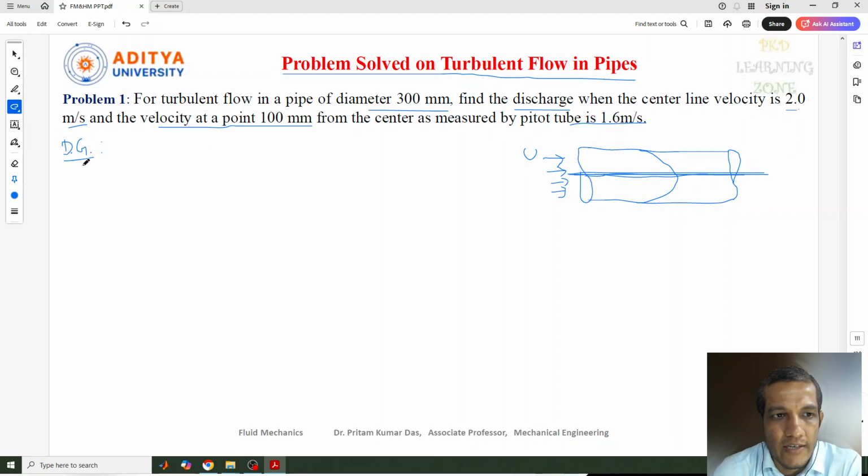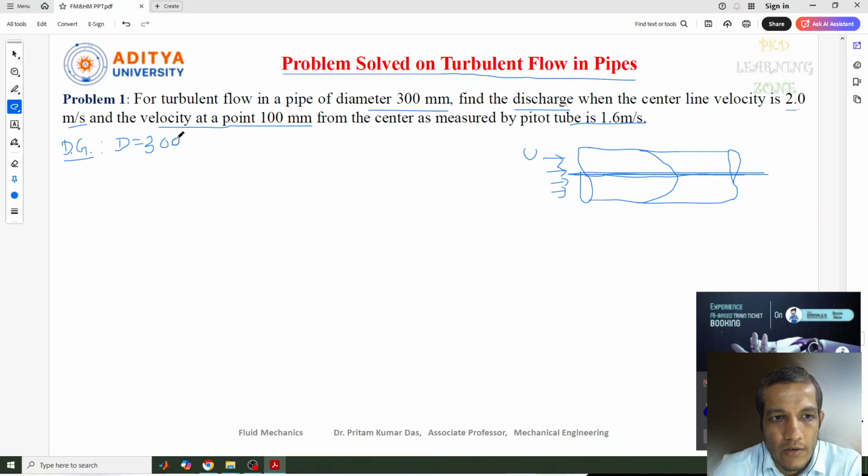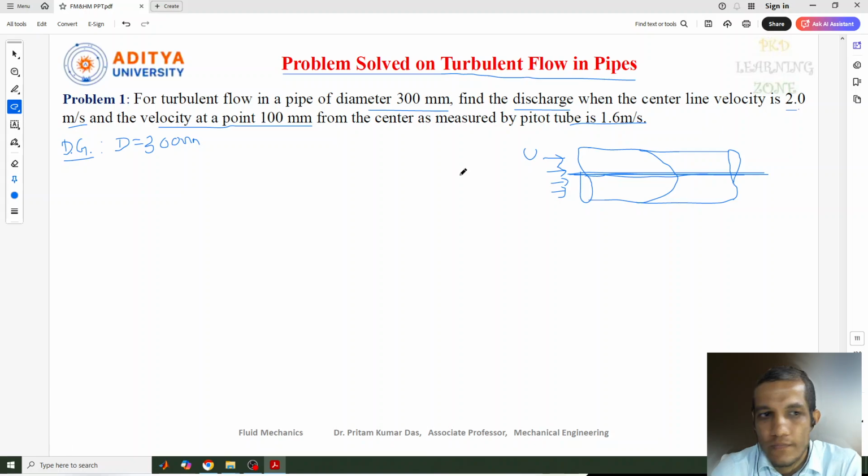The data given is diameter D equal to 300 millimeter. You can write this in meters, that means 0.3 meter. And here we can write the R value, which is nothing but 0.15 meter. Here we need to find out the discharge, so let Q be identified.